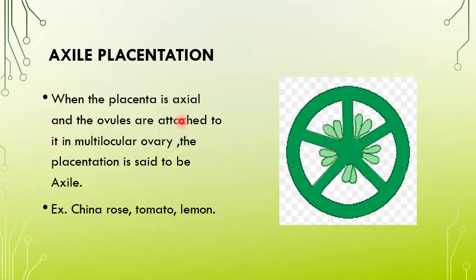The next is axial, that is axis-like. When the placenta is axial and the ovules are attached to it in a multilocular ovary, then it is known as axial. The examples are China rose, tomato, lemon. So this is the image. You can see the number of locules and the ovules are arranged like an axis. You must have seen the tomato. When you cut the tomato or a lemon, you can see such a structure.